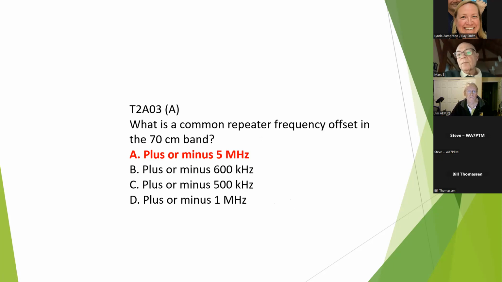Okay, we just covered this. What is the common repeater frequency offset for 70 centimeters? That's the plus or minus 5.